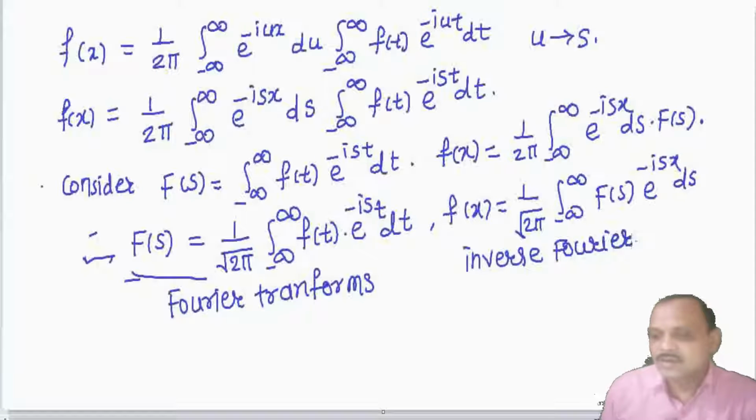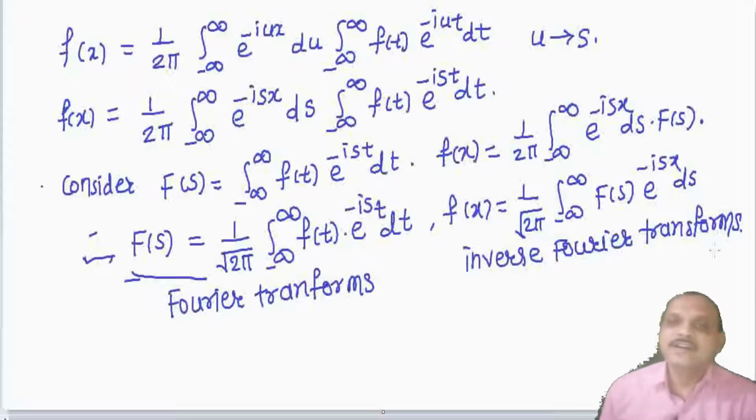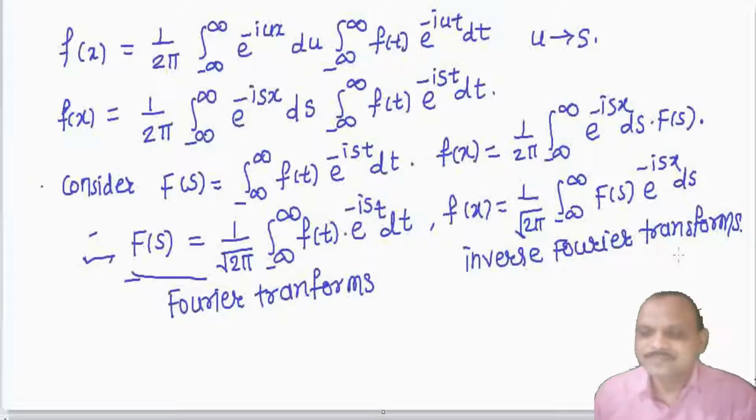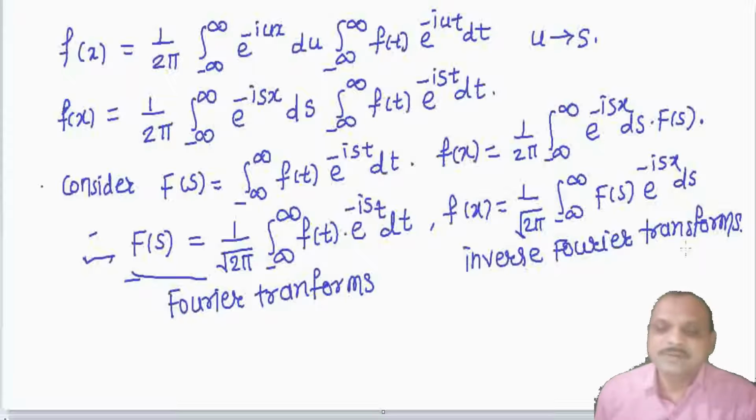So it is very simple to obtain the Fourier transform and inverse Fourier transform by replacing the term F of s. F of s is considered as the second integral, and then for symmetry we have divided this 1 divided by 2 pi into two parts of 1 divided by under root of 2 pi, and we will get the Fourier transforms.